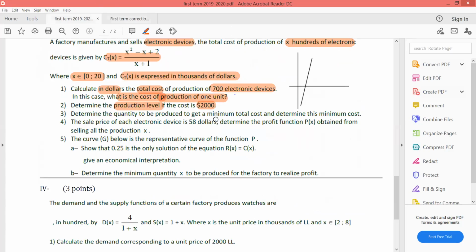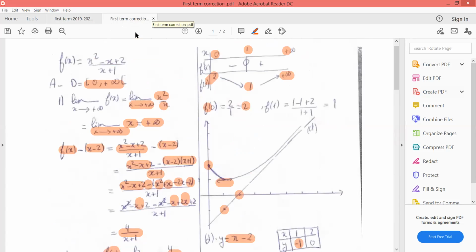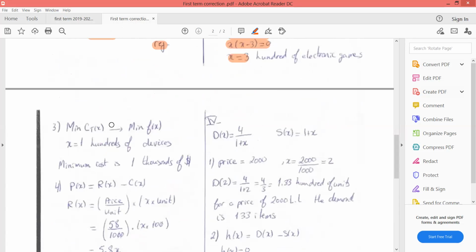Determine the quantity to be produced to get a minimum total cost. From where are we going to calculate the minimum total cost? Table of variations. What is the production to get a minimum? 1. The one on top. So x equals 1, which is 100 devices. And the minimum cost is also $1,000. So minimum CTX equals minimum of FX.